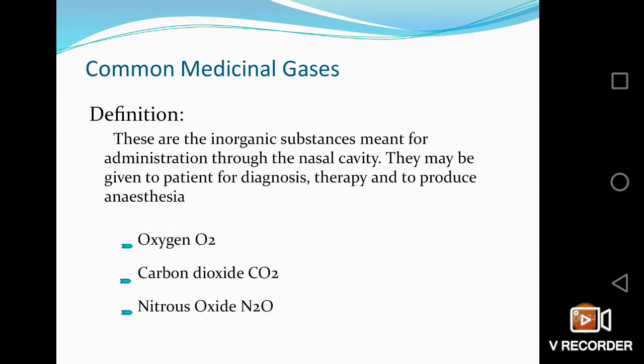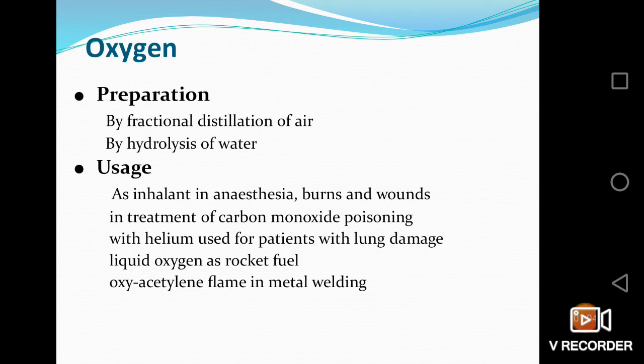Medicinal gases can be defined as the inorganic substances meant for administration through the nasal cavity. They may be given to the patient for diagnosis, therapy, and to produce anesthesia. The most common medicinal gases are oxygen, carbon dioxide, and nitrous oxide. So, firstly, we will go for oxygen.